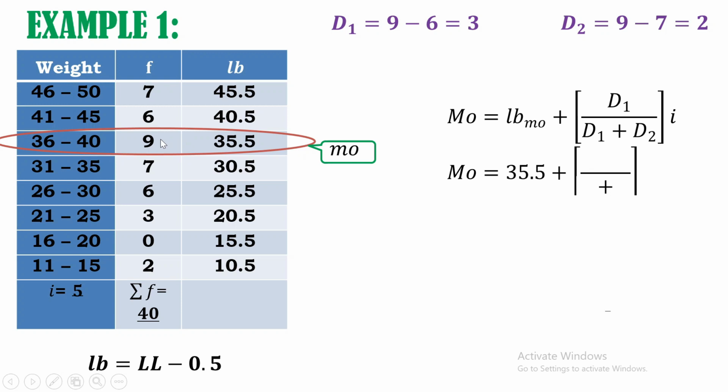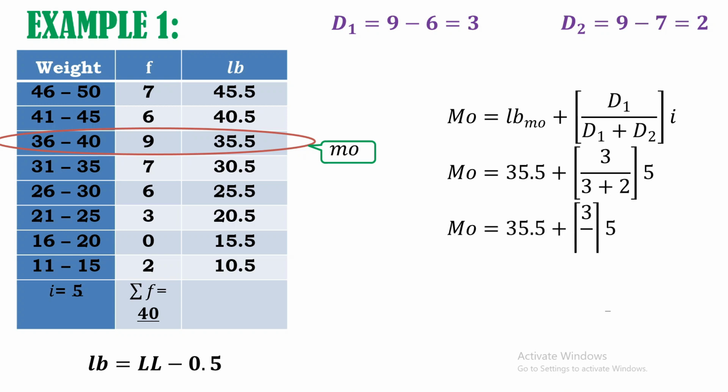So again, for D sub 1, we subtract the frequency of the next upper class from the frequency of the modal class, while for D sub 2, we subtract the frequency of the next lower class from the frequency of the modal class. So D sub 1 above, D sub 2 below. By substitution, we now have D sub 1, that's 3, D sub 2, we have 2, and for the class size, it's 5.